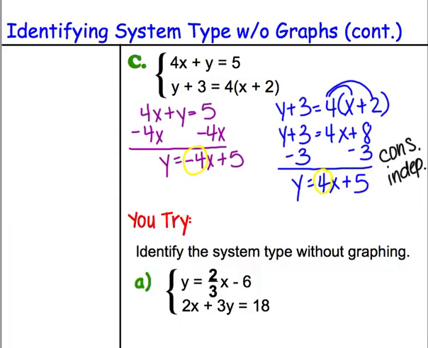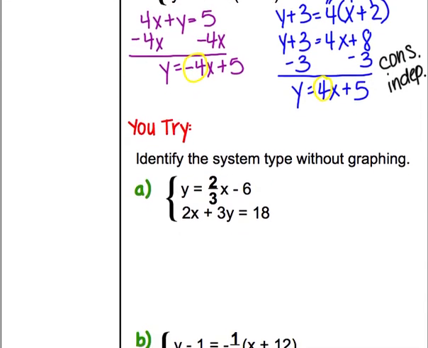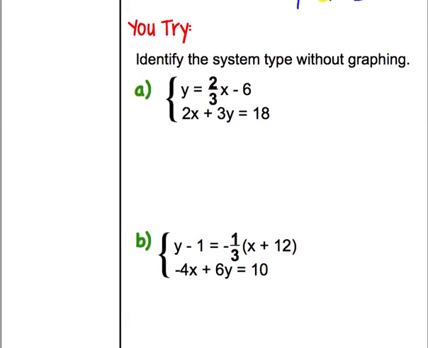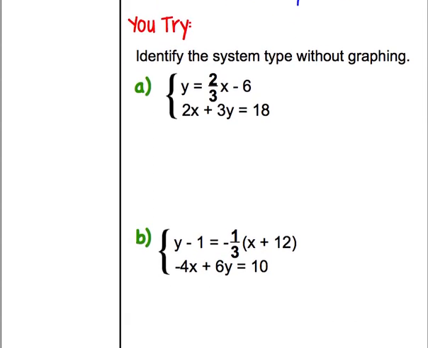What you need to do now is to go ahead and try the you try it problems, identify the systems without graphing, write your summary, and bring your questions to class tomorrow.